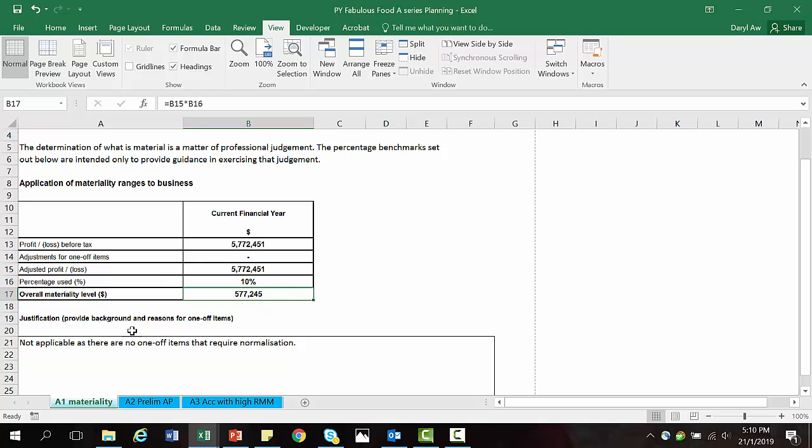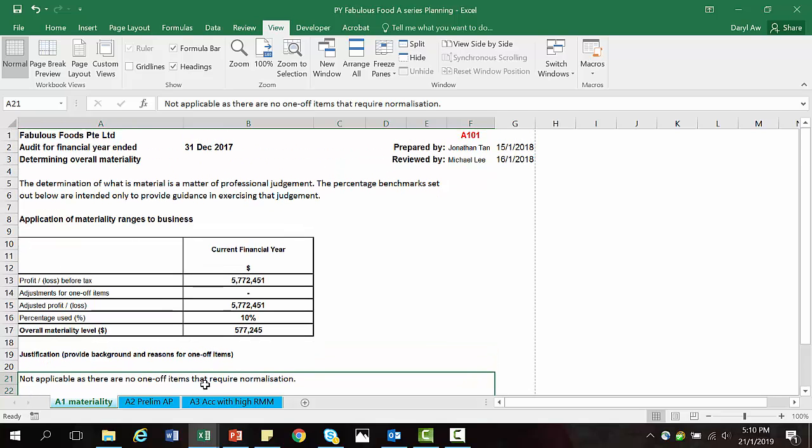Now, in this case, there's no justification for the one-off items because there are no one-off items here. But if you determine that you have items that are one-off, you need to explain why these items are one-off and why this needs to be adjusted. So once we have determined the materiality, we are going to perform the preliminary analytical procedures.